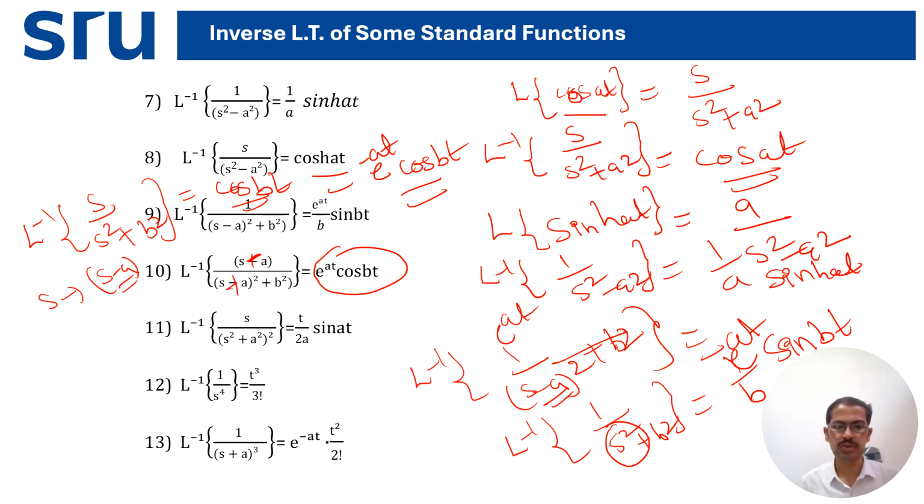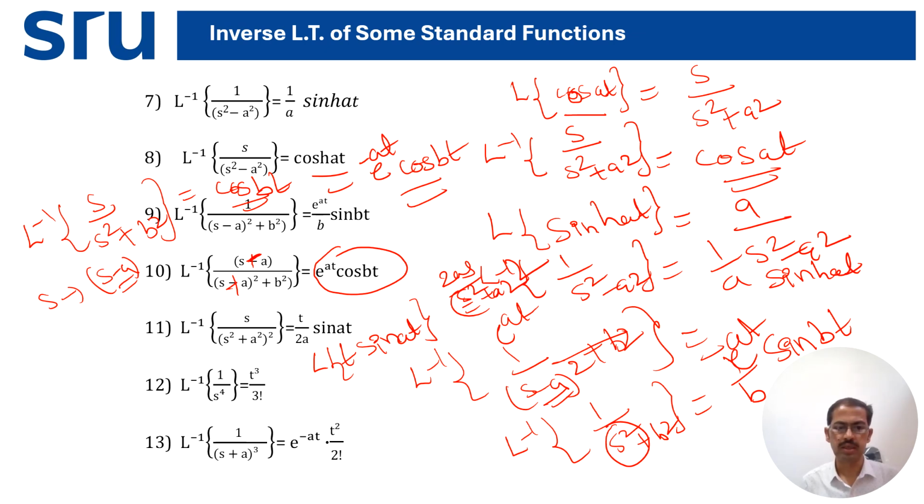Similarly, this s by s square plus a square whole square. You know the Laplace transform of t sin at is 2as by s square plus a square whole square. Now just send the constant to the right hand side. So t by 2a is sin at. Similarly, t cube by 3 factorial is the inverse Laplace transform of 1 by s power 4.